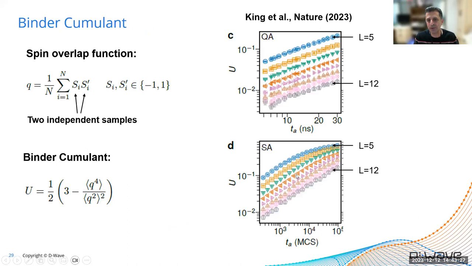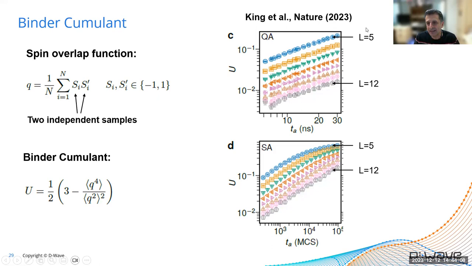These are the quantum annealing results and simulated annealing results of measurements of something we call the Binder cumulant. If you don't know the Binder cumulant, don't worry about it. It doesn't affect anything. This is just some macroscopic quantity that we measure, and the real definition is on the left. When we measure this quantity, in both cases, quantum annealing on the D-Wave machine and simulated annealing, we see basically a bunch of unrelated data at different sizes, from L equals 5 to L equals 12.